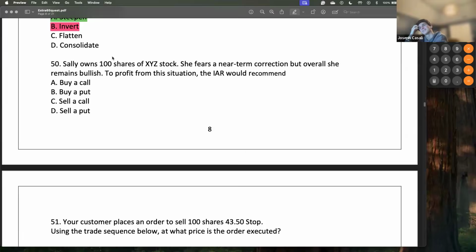Sally owns 100 shares of XYZ. She fears a near-term correction, but overall, she remains bullish. So it sounds like it's a hedge situation. To profit from this situation. Now, this is Brian being a jerk because he says to profit from this situation. Now, the answer is usually going to be buying a put, but buying a put doesn't mean you profit. Buying a put is buying insurance, and that's going to cost you money out of pocket. So here it says to profit. So that means we're going to have to do C or D.